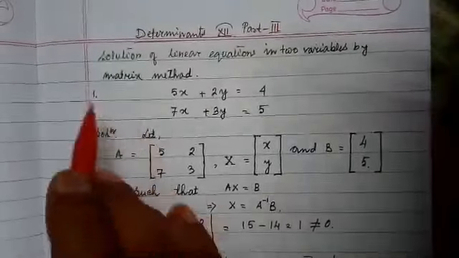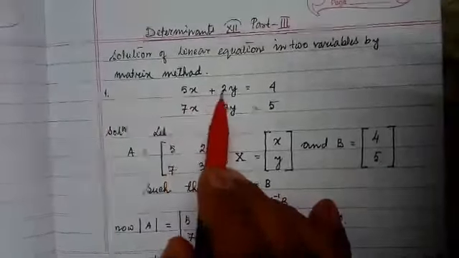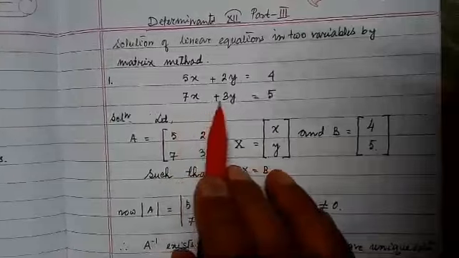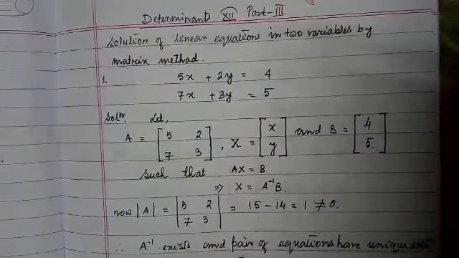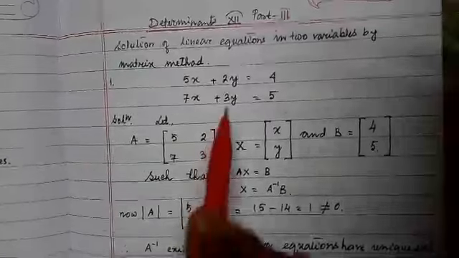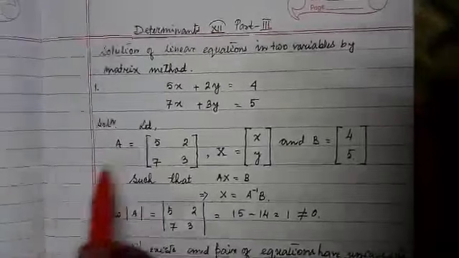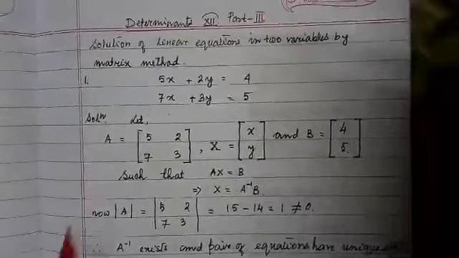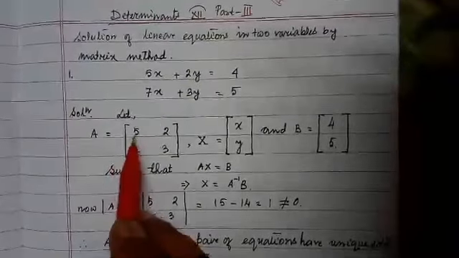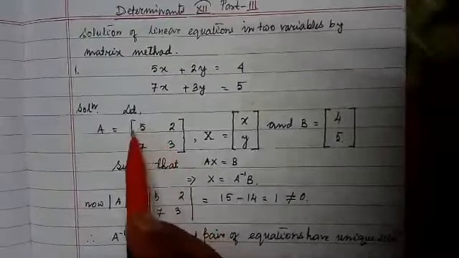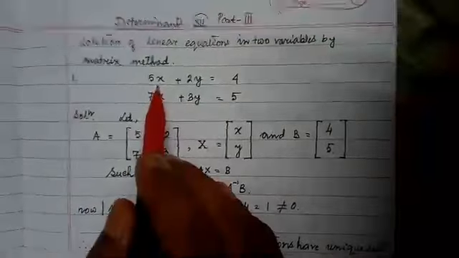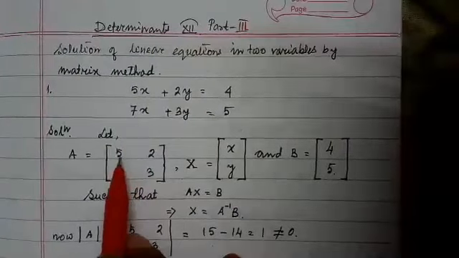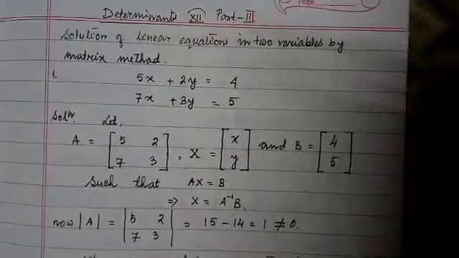Suppose we have taken the equations 5x plus 2y is equal to 4 and another equation is 7x plus 3y is equal to 5. We are going to solve by matrix method. Let A be a matrix made up of the coefficients of the variables x and y. What are the coefficients? 5, 2, 7, 3.